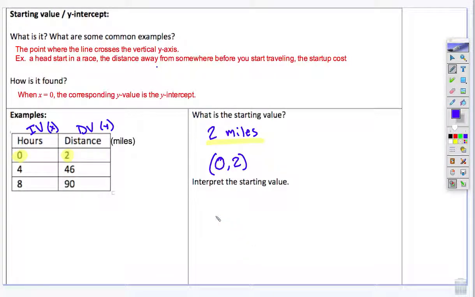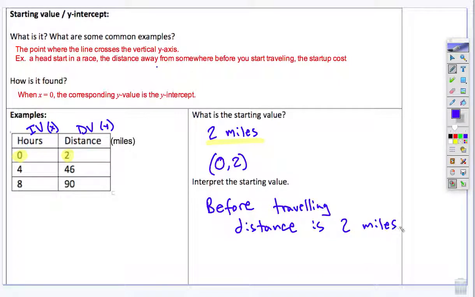To interpret the starting value, that means that maybe there's a head start, or for whatever reason they are already at mile marker 2. So this would be before traveling at all, because it's 0 hours. Before traveling, distance is 2 miles. So again, maybe they have a head start or something like that.